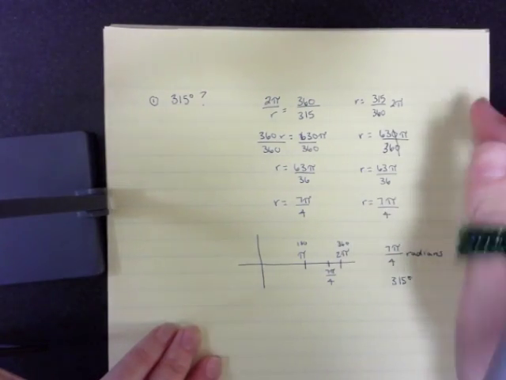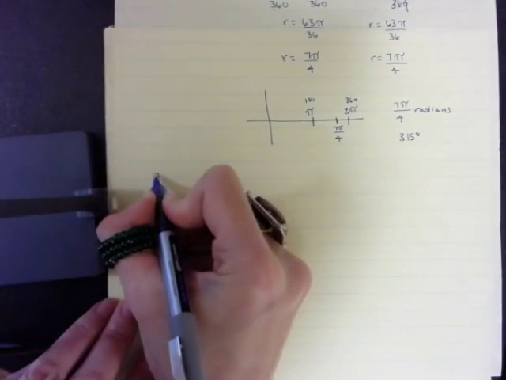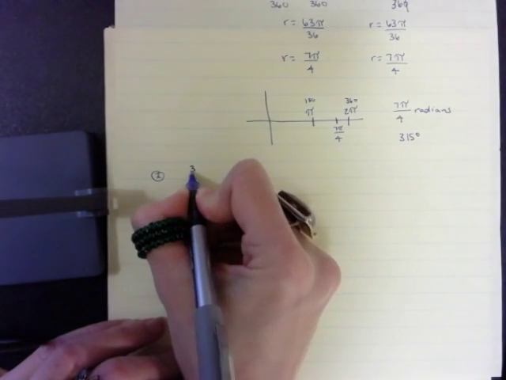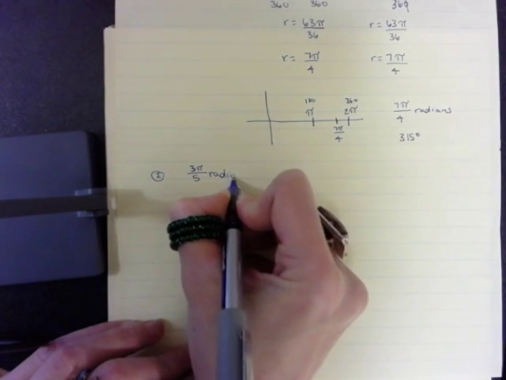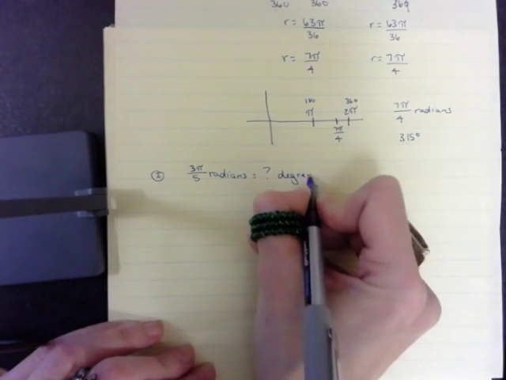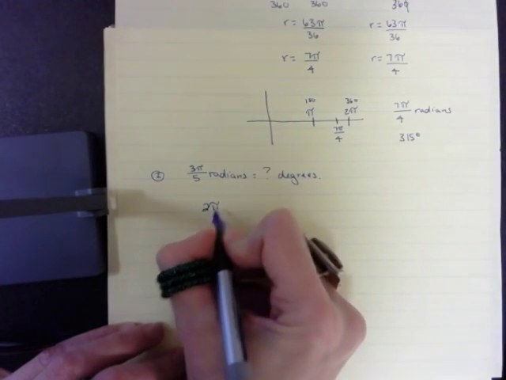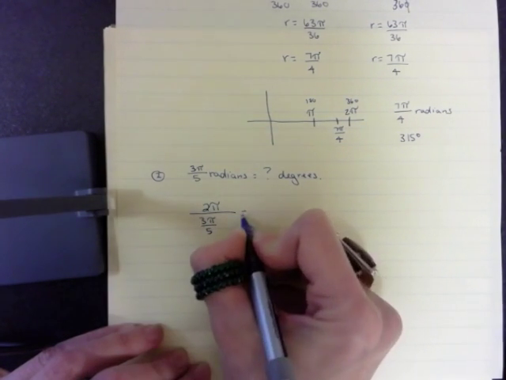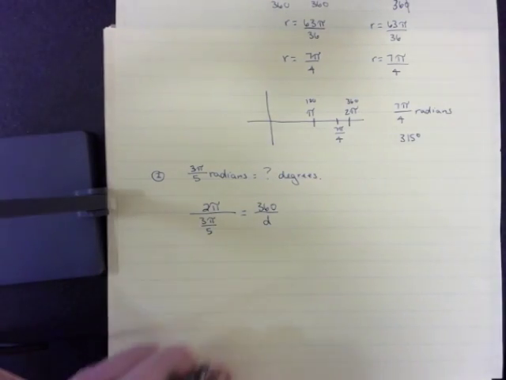So number 2. What if we want to find some degrees? What if I wanted you to find how many degrees are 3 pi over 5 radians equals how many degrees? Okay, again, we can set up our proportion. 2 pi over 3 pi over 5, because that's our radians, equals 360 over d. Okay, we could do that.